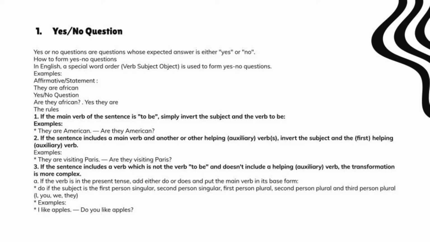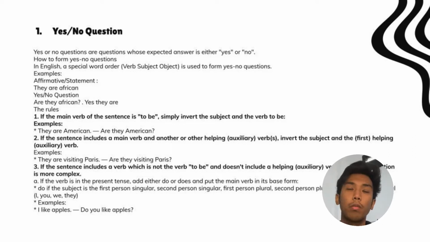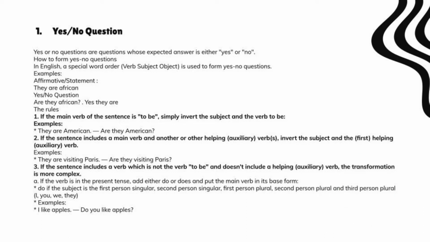How to form a yes or no question? In English, a special word order, verb subject object, is used to form yes-no questions. Example, if there is an affirmative statement, they are African. If you want to make a question from that statement, we just change the to be to the first of the sentence. For example, they are African, and then if we want to make a question, we just say, are they African?